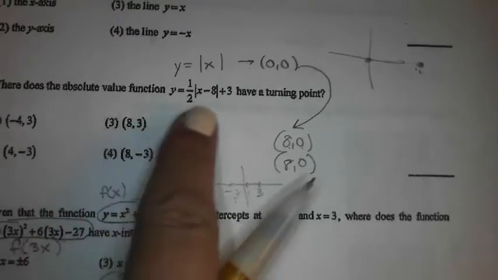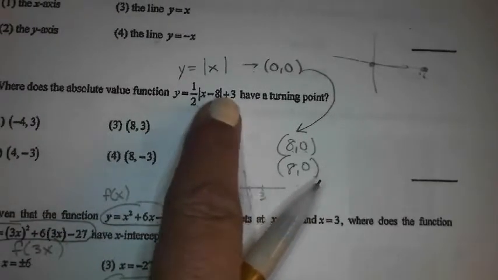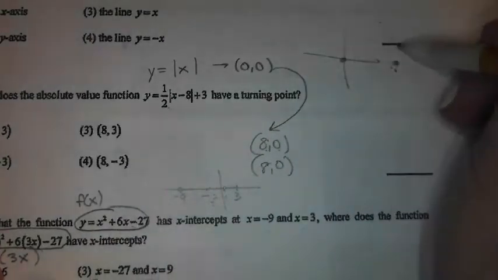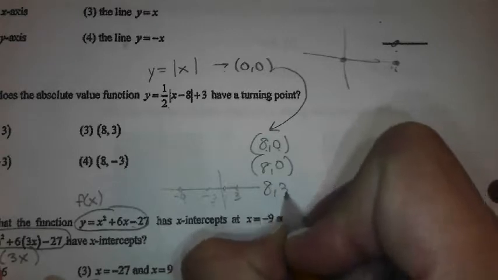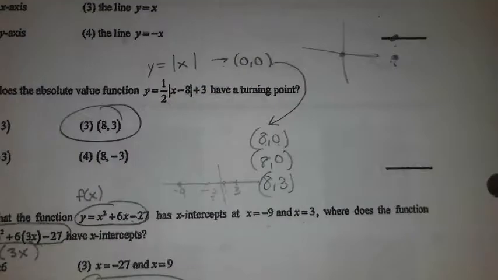And then we are shifting it up 3, which again is vertical. So when we move it up 3, we're moving our y coordinate up 3, and we are at 8, 3, option 3.